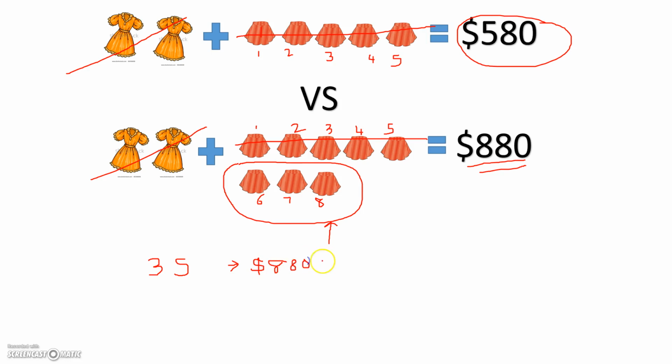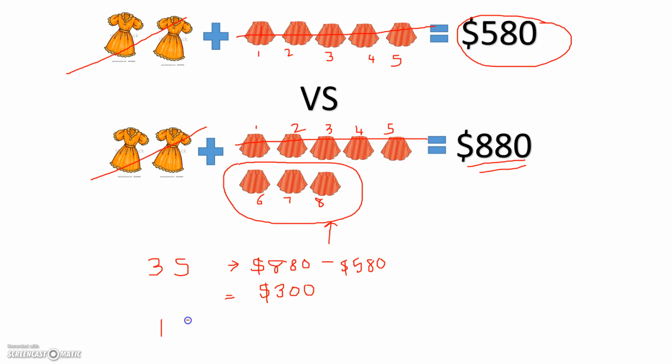880 minus away the 580, which gives me a total of $300. Okay, see where I'm coming from? It's because of 3 extra skirts, I ended up with 880. Instead of 580, I ended up with 880. So I can safely say the 3 skirts must be the difference, which is $300.